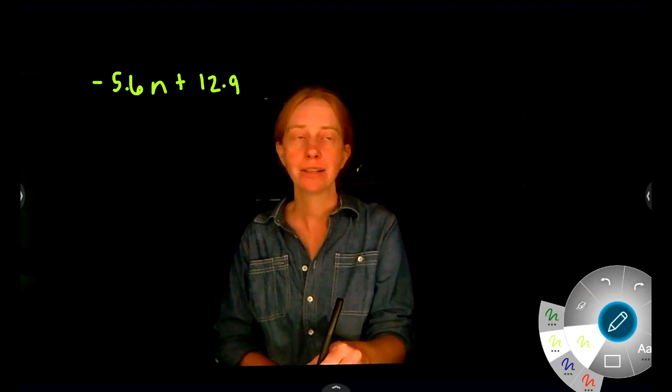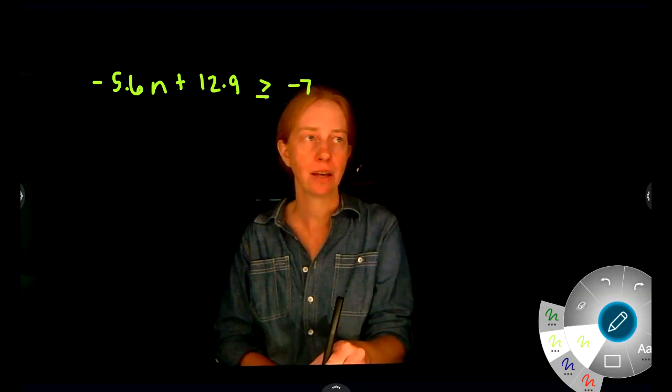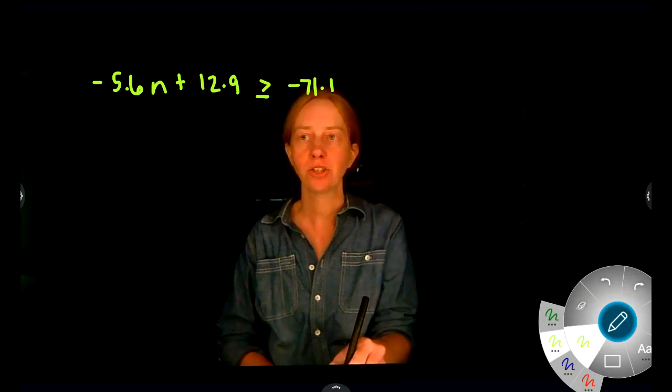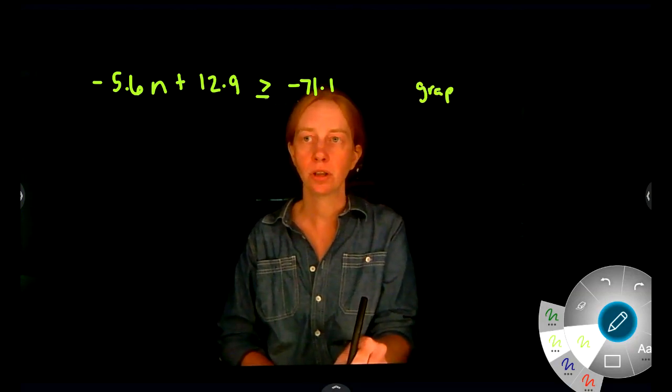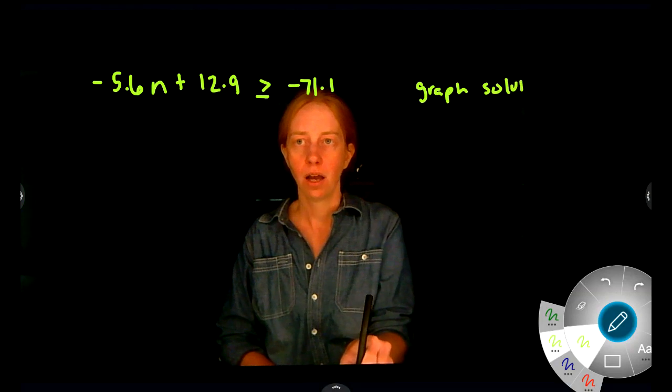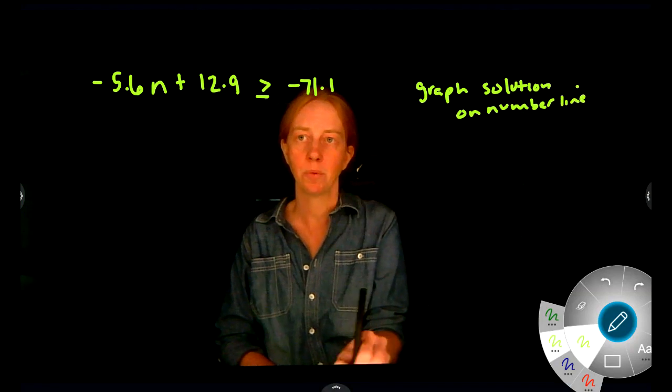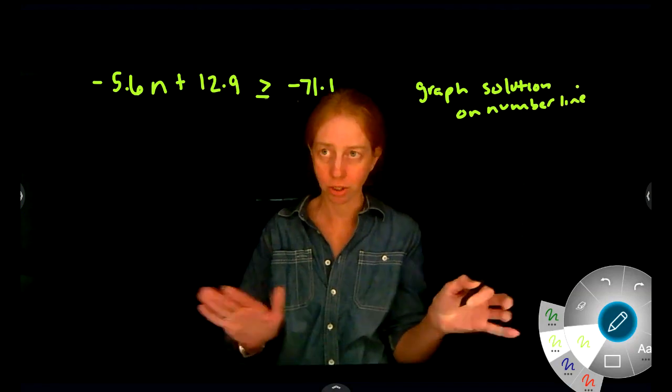Okay, so here's our problem. This one has decimals. We're going to take a look at decimals. It's nothing fancy. We're not scared of them. We just may use our calculator a little more. So no big deal. So -5.6n plus 12.9 is greater than or equal to -71.1. And this question says, graph the solution on a number line. So we're going to make a number line at the very end. We're not going to worry about that yet, but we want to remember what the instructions are.